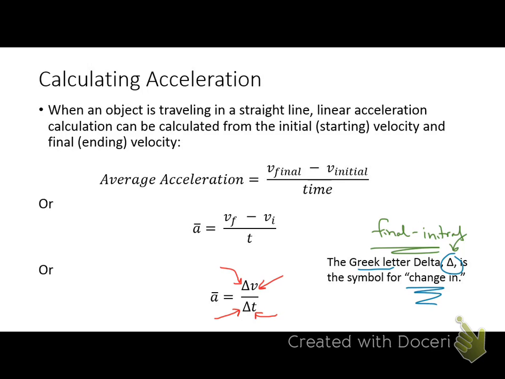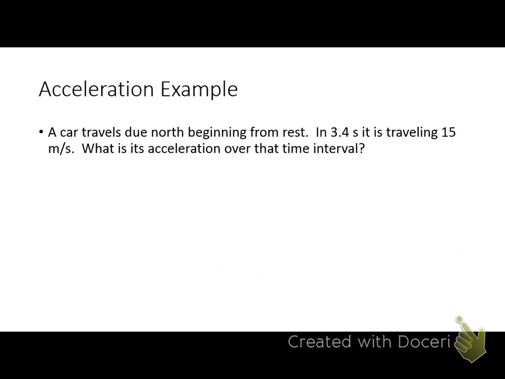All right, so let's do a problem. Okay, so a car travels due north. So we've got direction, so it must be a velocity. It travels due north from rest. Actually, we might want to go ahead and doodle this. Here's my car. I'll just make it a rectangle. Here's my car traveling due north, from rest.